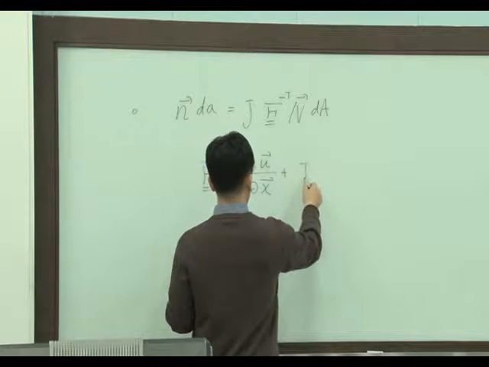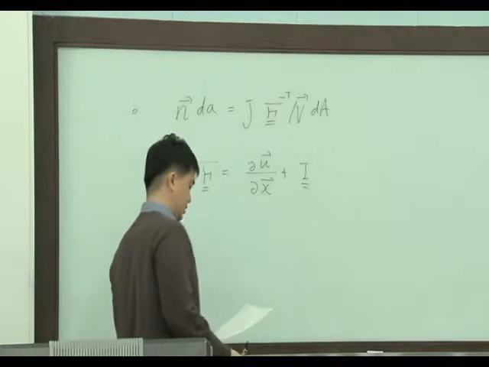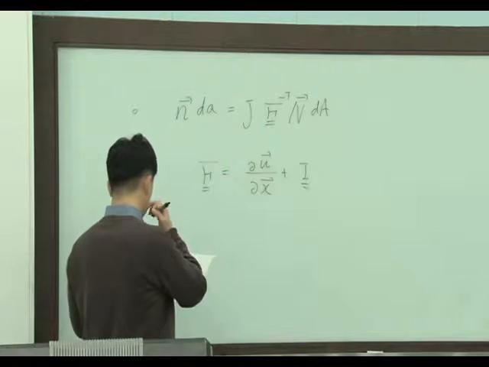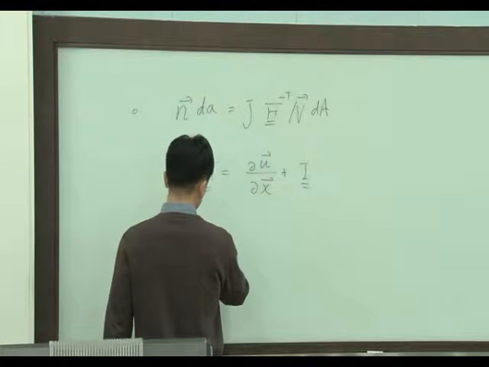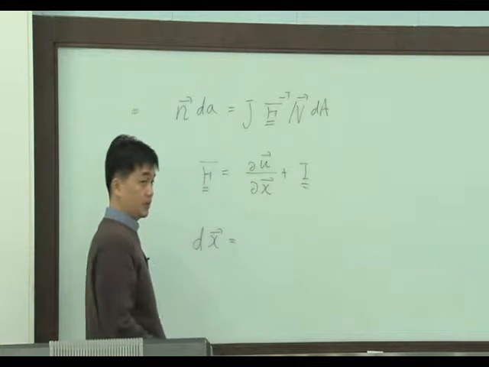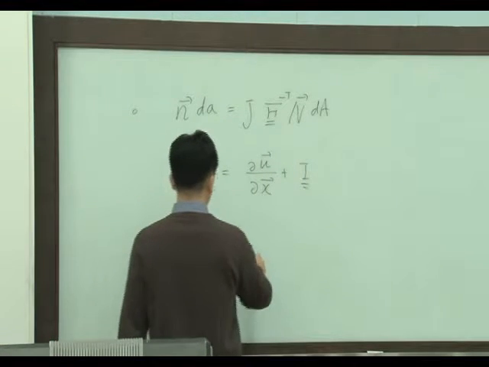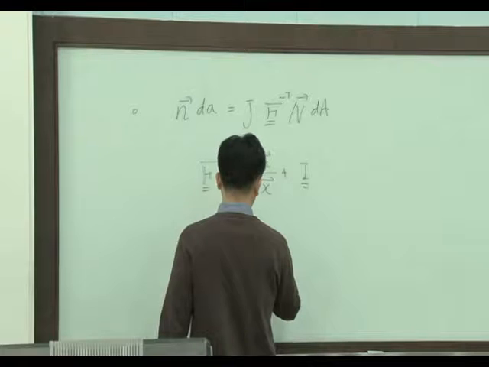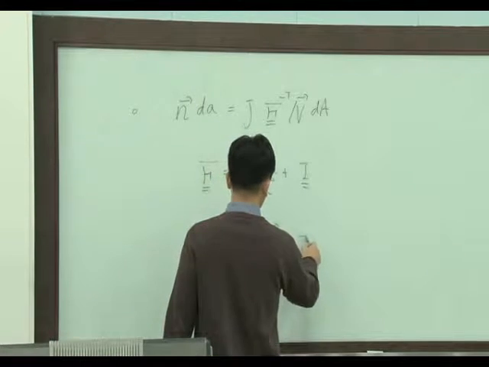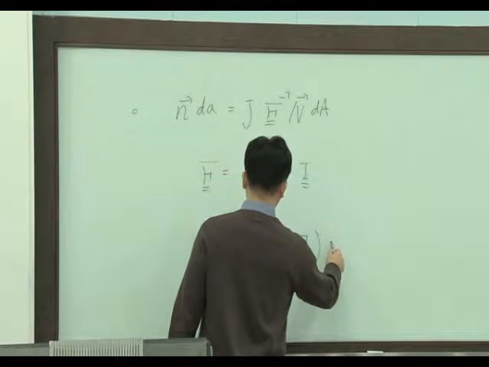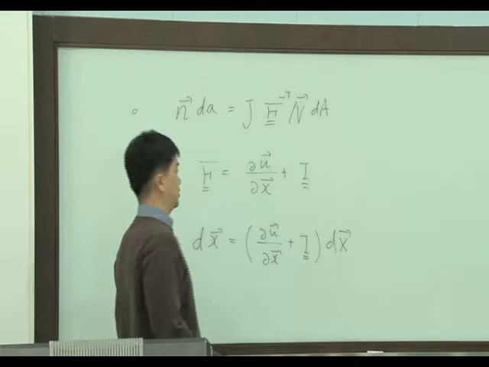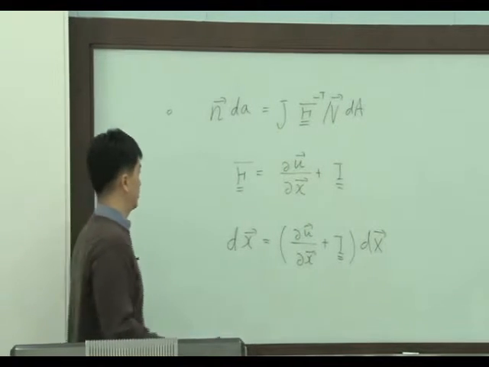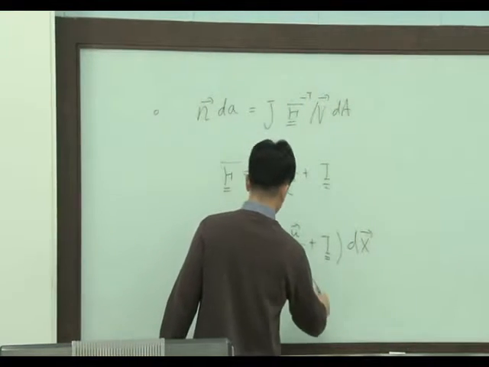Okay, so our deformation gradient can be written as the gradient of displacement plus I, where I is the identity matrix. Then the current material vector equals the deformation gradient, gradient of U plus I, times the initial material vector. Because this is F.